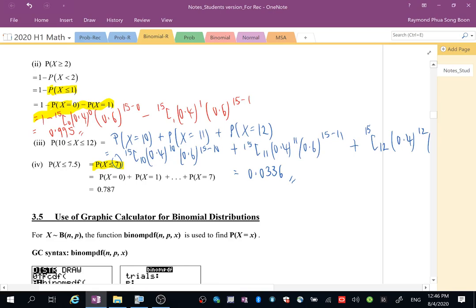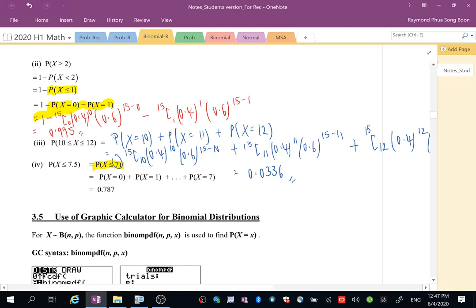For each of them, again, you do the same thing. So let's say the first one, probability x equals 0, you just replace small x in the formula by 0. Probability x equals 1, you just replace small x in the formula by 1. Then sum up all of them and key into your GC. It is rather tedious, but you should still be able to get the answer.